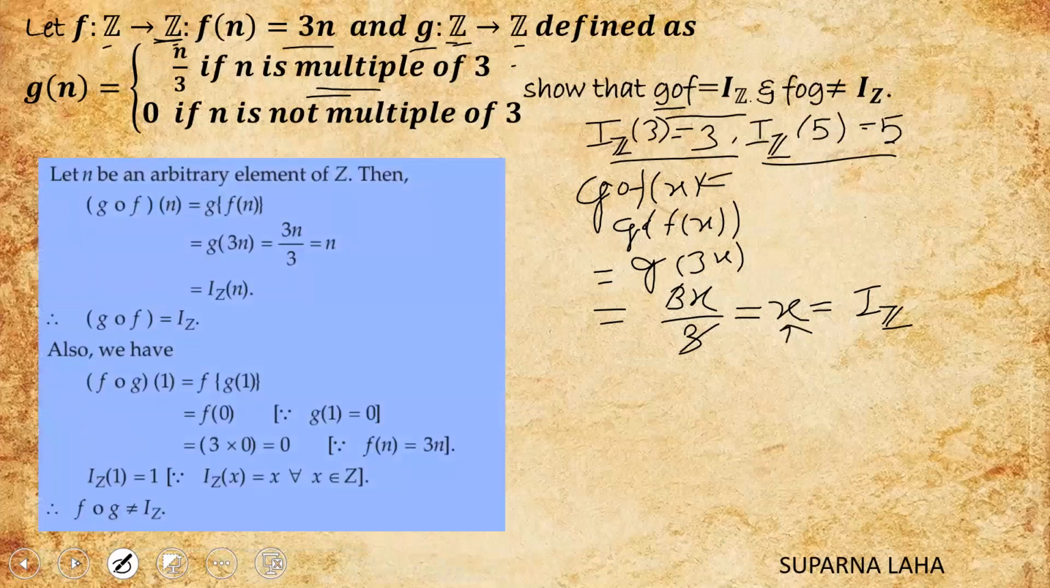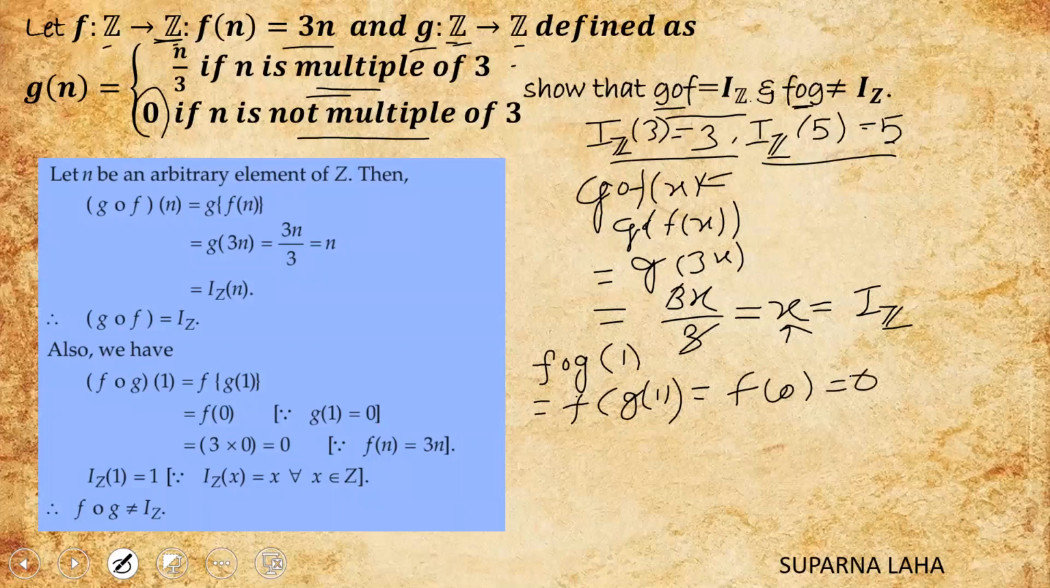Now you need to check that fog, that is f composition g, is not an identity function. Now check f of g for the element 1. So f of g of 1: since 1 is not a multiple of 3, I will use the other definition, that is f of 0. Now f of 0 is 0. Here the input is 1, but the output is 0. That means it's not an identity function. Here is your solution. You can check the solution from here.